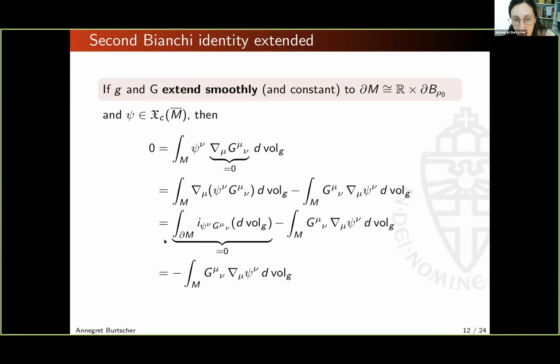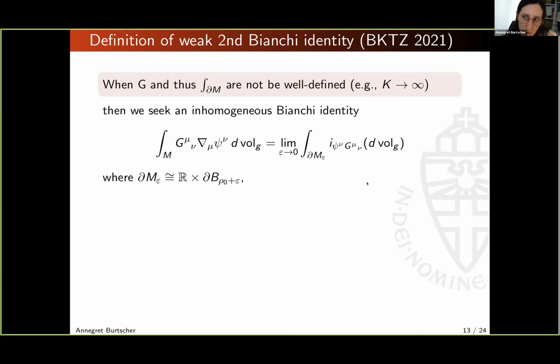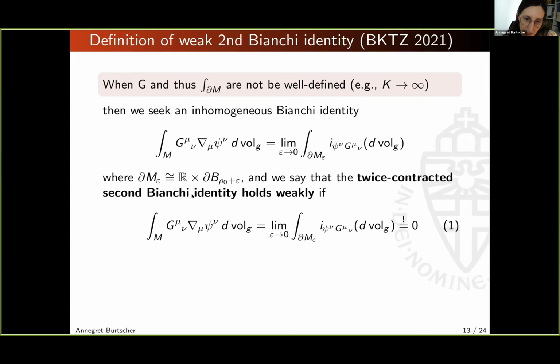And so this is what we call the inhomogeneous version of the Bianchi identity. And then we assume that the twice contracted second Bianchi identity holds weakly if this limit is zero. The motivation for assuming that it's zero is, of course, that we assume that this is a time-like singularity, which corresponds to the zero area singularities. So this should vanish. So this is our definition for a weak second Bianchi identity with a regular weak time-like singularity.